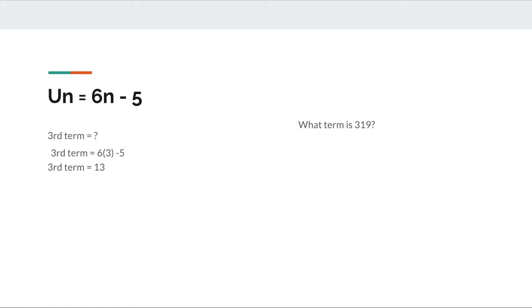Now sometimes they give you the value of the nth term and you have to work out what position it is in the sequence. What is the value of n that gives you 319? So you just create an equation and you solve for n. n is 54 in this case.